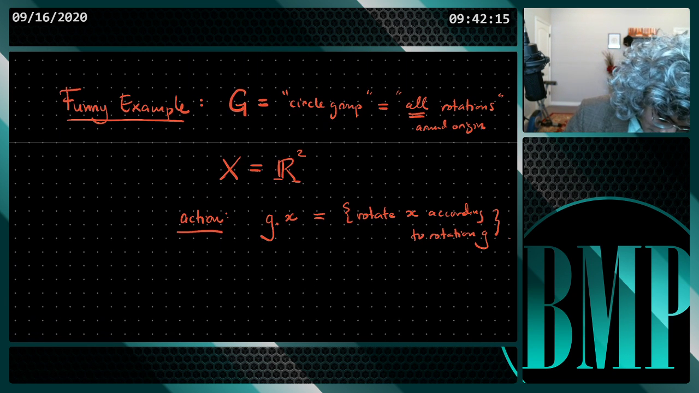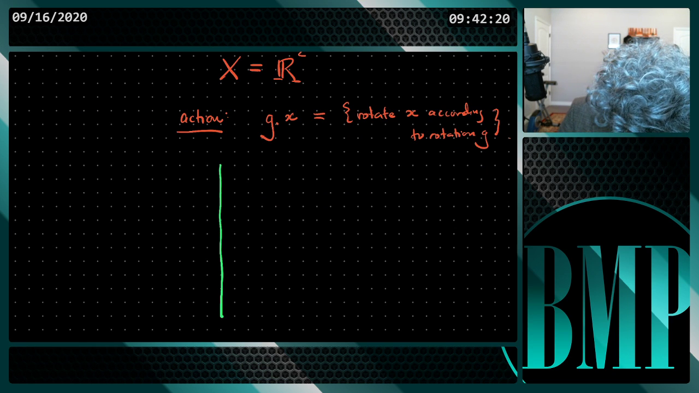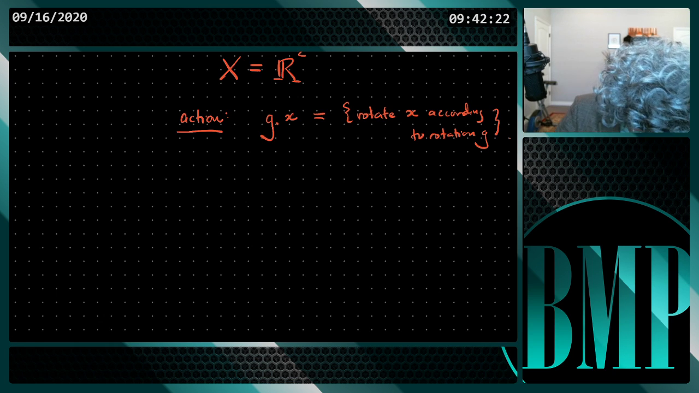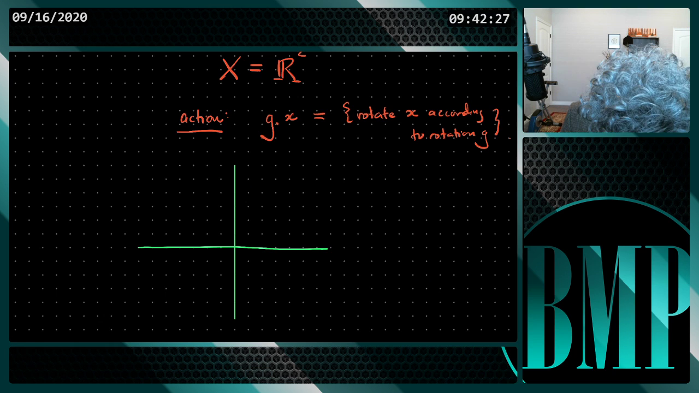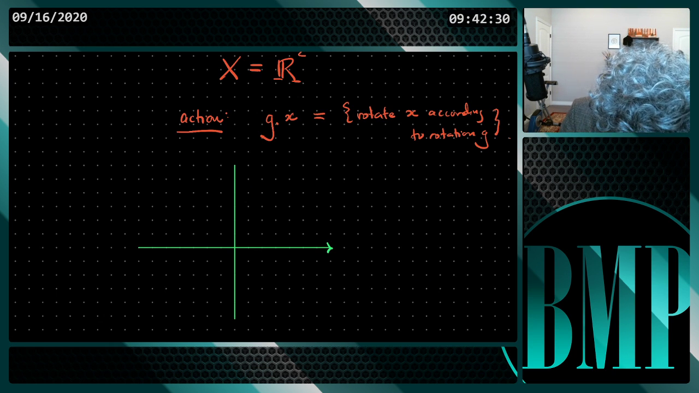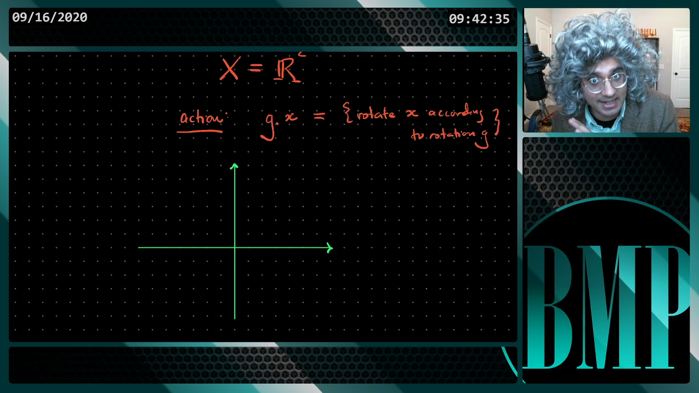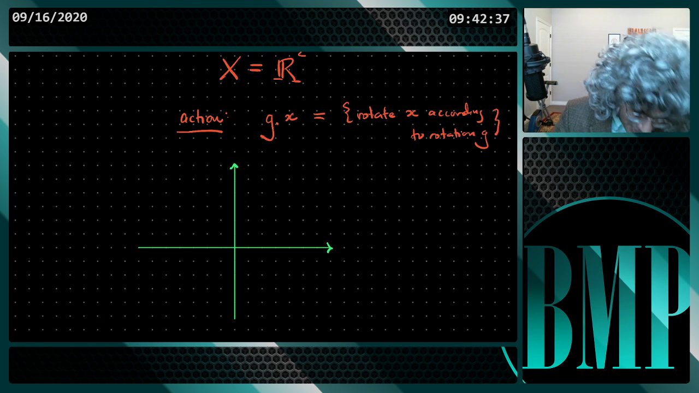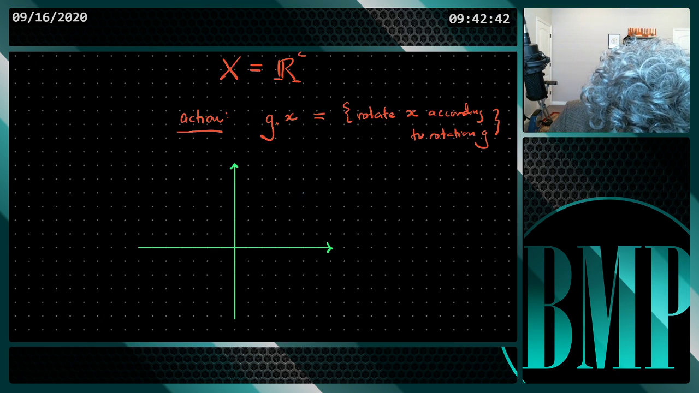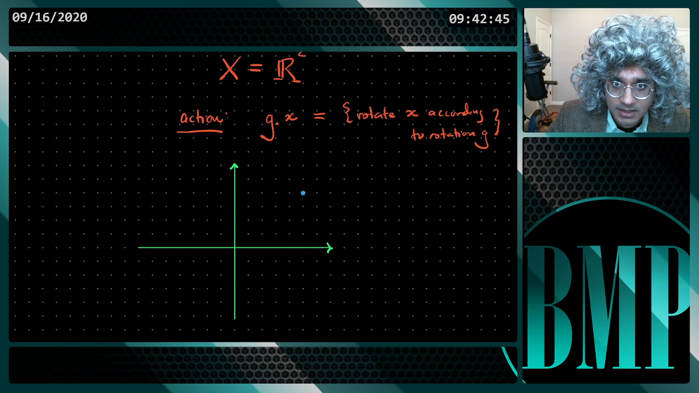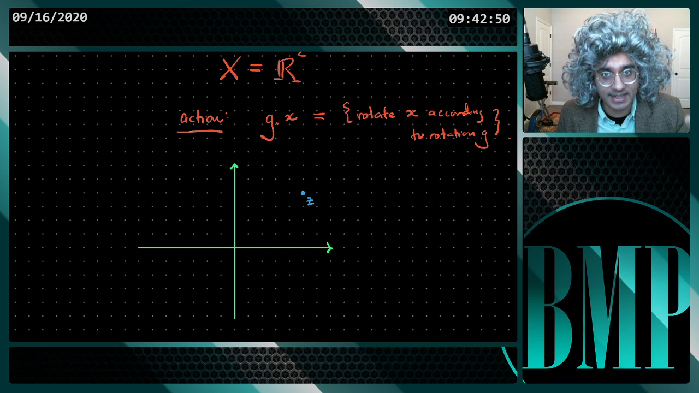All right, so let's draw R2. Let's draw our picture of R2. Please draw a straight line. Okay, here's R2. And I'm going to pick my favorite point X. So that you don't think all elements are called X, I'll choose a different name. I'll choose Z. Here's a point Z. This is a point in my set X.